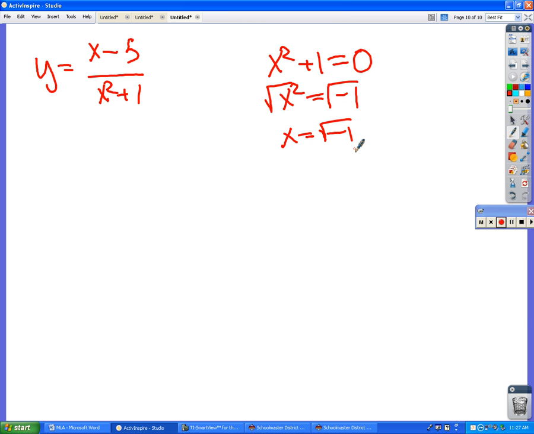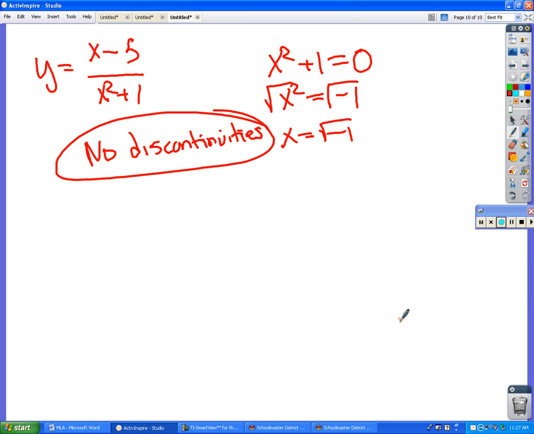So x equals the square root of -1, but what's the square root of -1? It's i. It's imaginary. It doesn't exist. So that means there are no discontinuities. Since the bottom never equals 0, that's a continuous function, and our work on that problem is done. I don't have to go any further, because if there are no discontinuities, I'm not going to be able to say where the discontinuities are, because there aren't. So we're looking for making the bottom equal 0.